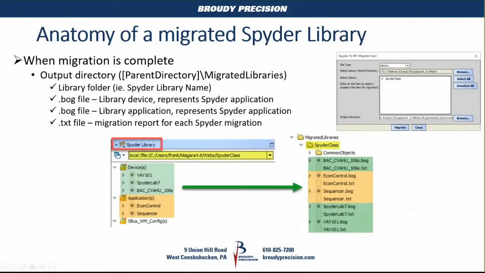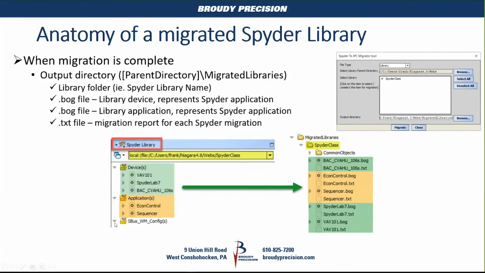And if we look at the Spyder library migration, you'll see you choose library, and then you choose where your library is, and we select that library, and you would migrate. And the way this is set up is very similar. The output directory is the Spyder library parent directory, and then your migrated libraries folder is where the migrated library will go. So within there, you have the library name, and then you have a BOG file that represents the Spyder application. And then you have the migration report, just like you have with the station migration.